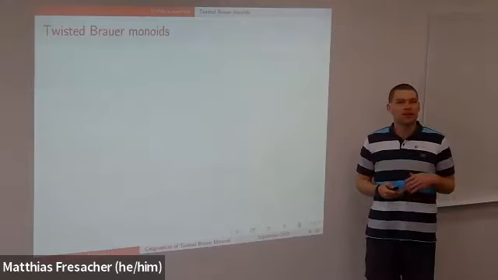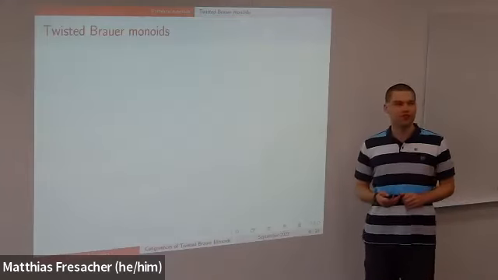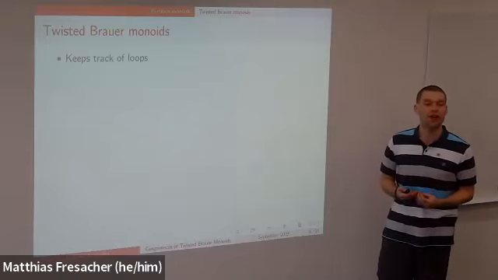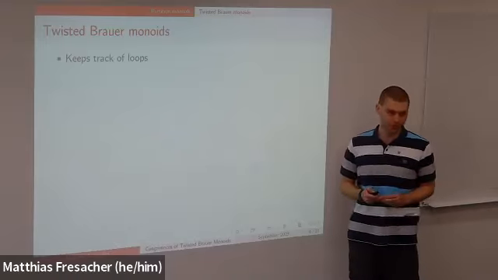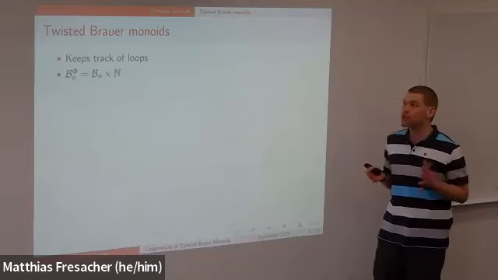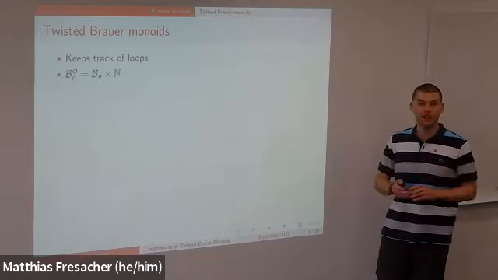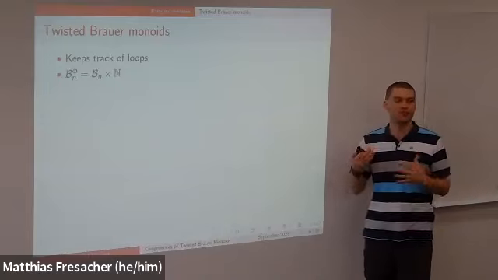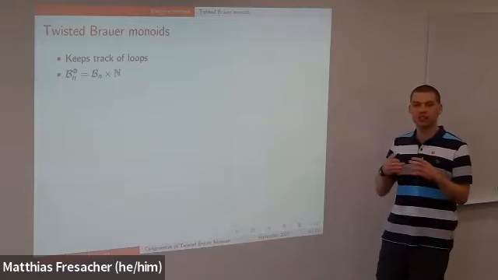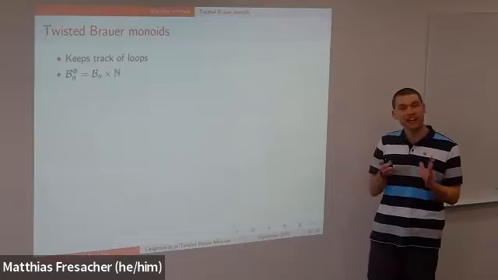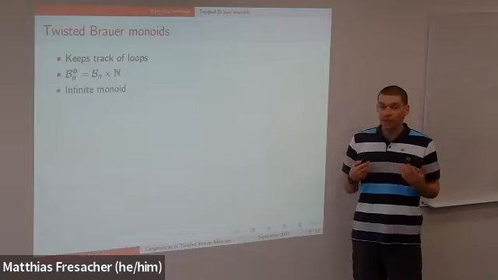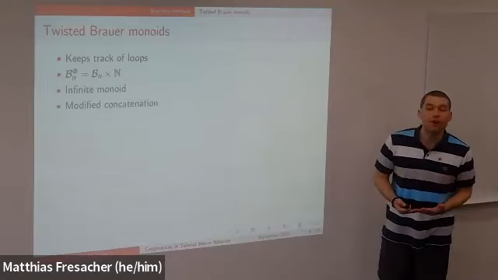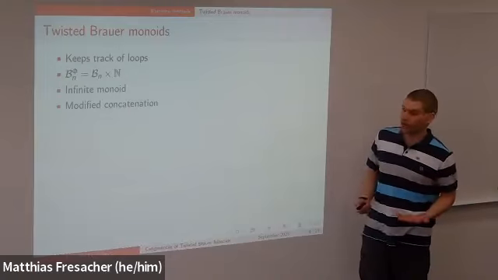That now allows us to get into the twisted variety of these Brauer monoids. And here we need to keep track of those loops that I just introduced to you. So essentially, broadly speaking, our twisted variety is our normal Brauer monoid Cartesian product with the natural numbers, where that natural number just counts how many loops are present in our diagram. Clearly, this is going to be an infinite monoid, and we do need to modify our concatenation process.